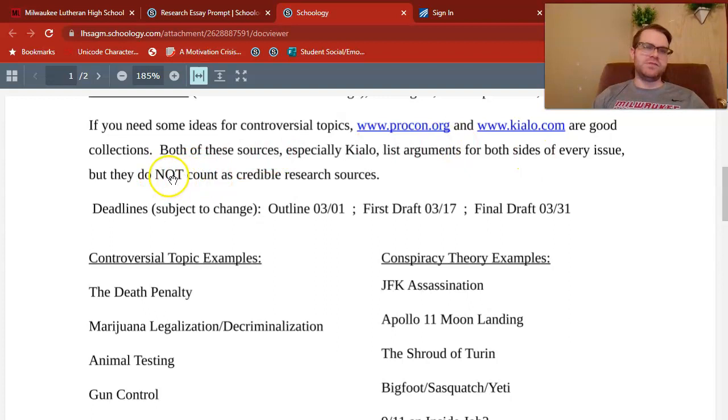Procon and Kallo themselves are not credible research sources. They're kind of like Wikipedia, where they never list their authors, so you can use them to find information and get ideas. You can't use them for actual research or citation within your essay.